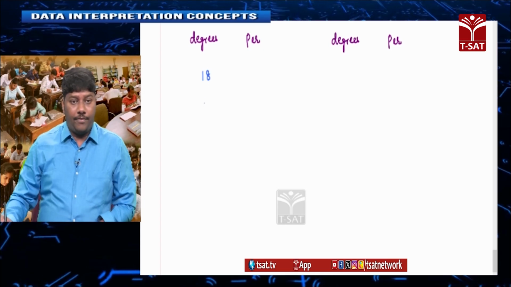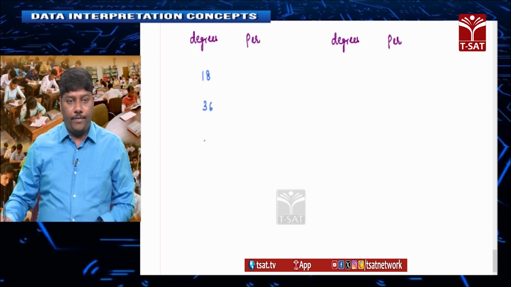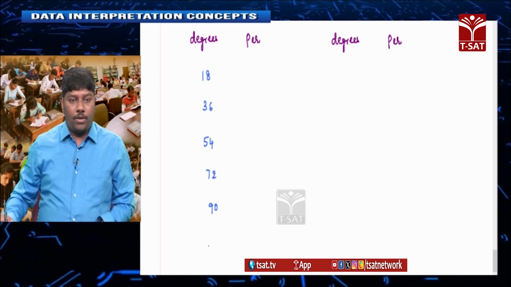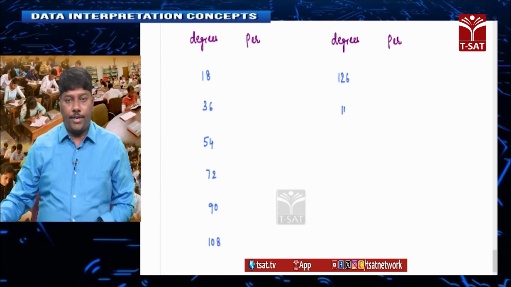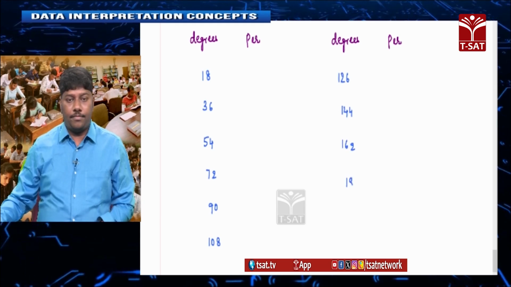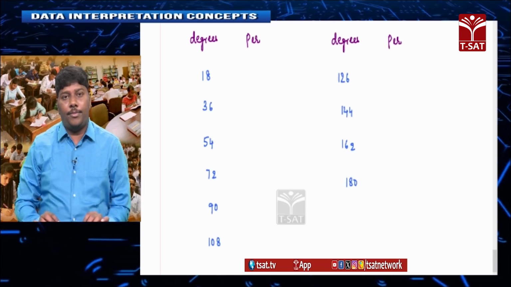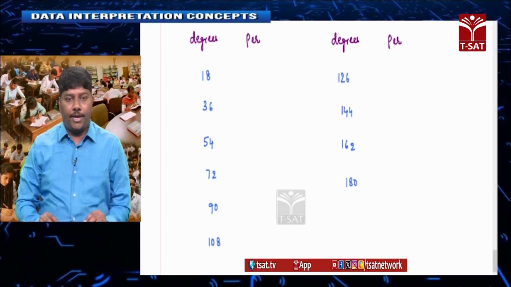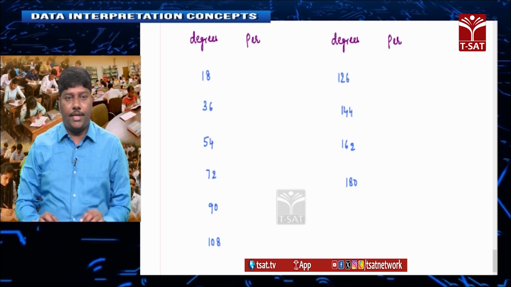18 table is very important in terms of your data interpretation and as well as in your time and work. 18, 36, 54, 72, 90, 108, 126, 144, 162, 180. I want you to know each and every number in 18 table. It will be very helpful. The moment I give you 162, what should come to your mind? 18 nines should come to your mind. The moment I give you 108, what should come to your mind? 6 should come to your mind because 18 6.